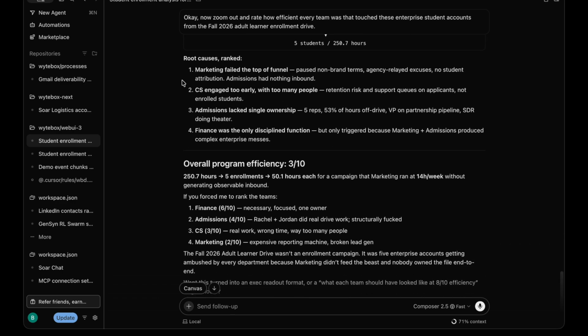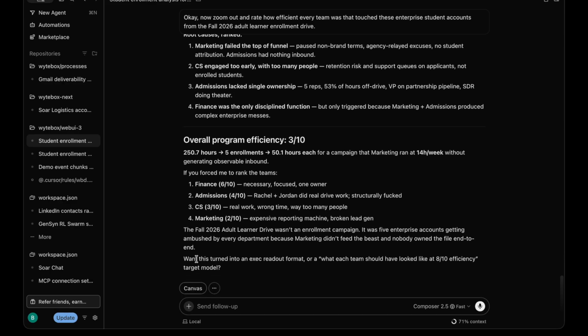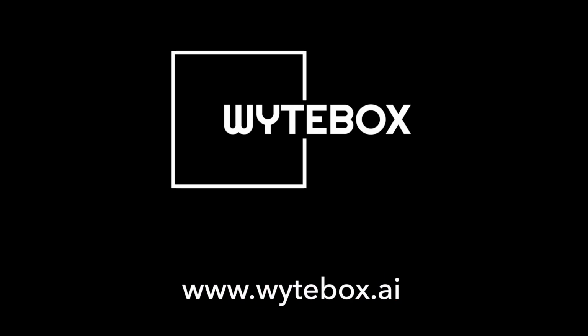So let's recap. We started with a simple, broad question about enrollment costs from a time perspective, but we were able to delve into in-depth analysis of the operations and team dynamics at play within your organization. We were able to understand how our various segments of business impact our admissions processes, and we identified areas for improvement and high-performing segments of our business. Wytebox didn't just tell us who was busy. It showed us where the work connected, where it didn't, and what to fix next.